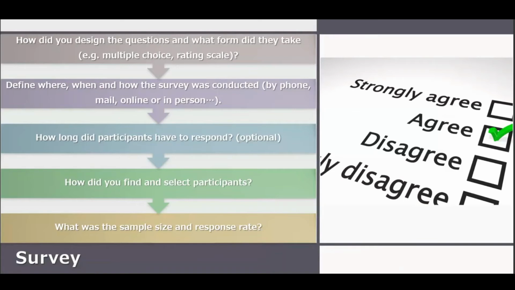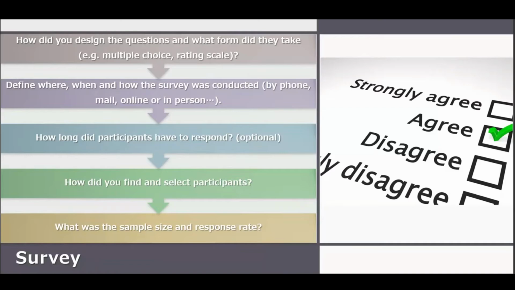For example, if you collect your data through the survey, these are at least the five key questions or five areas that the reviewers are looking for. Therefore, in your paper, clearly you need to reflect and show how did you design the questions?